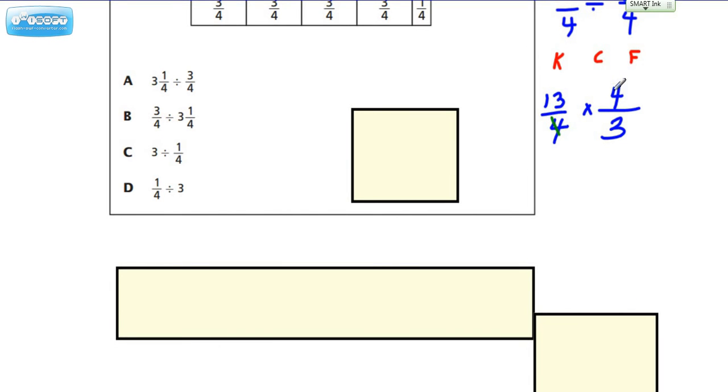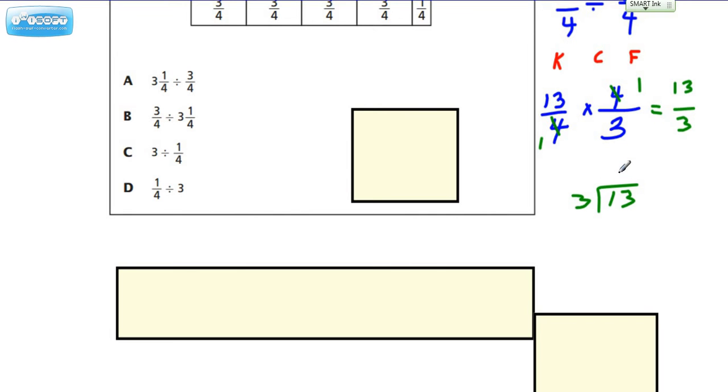We can cross reduce here. The GCF of these two numbers is 4, so we're going to go ahead and divide by that. Here we get a 1, here we get a 1. The greatest common factor between these two is 1, so we're just going to go right across. 13 times 1 is 13. 1 times 3 is 3. And then we're going to do 13 divided by 3 to get it back into a mixed number.